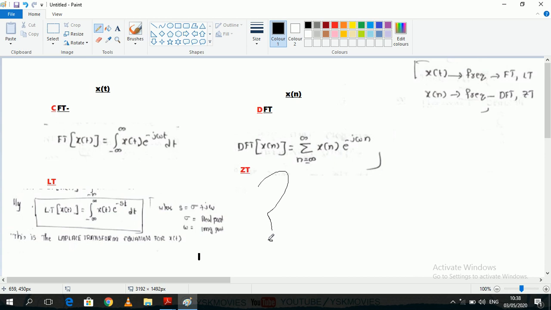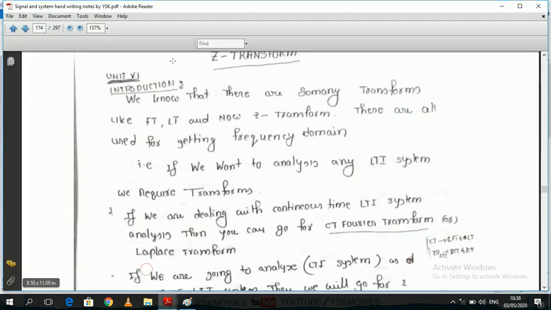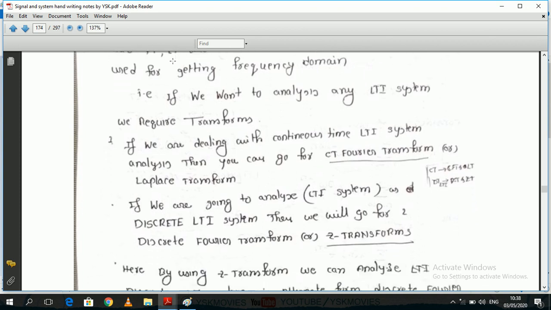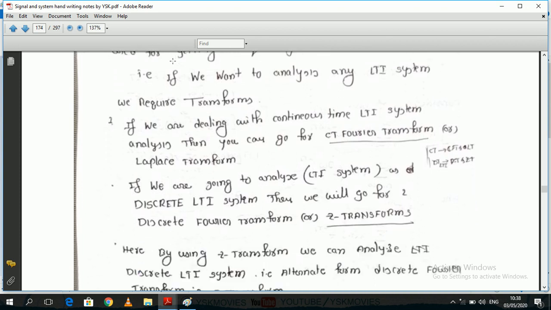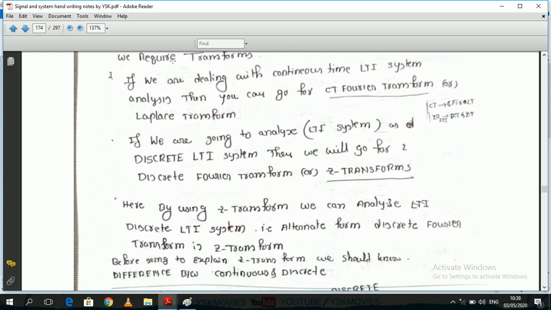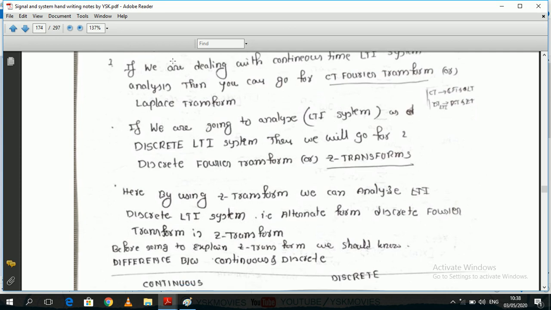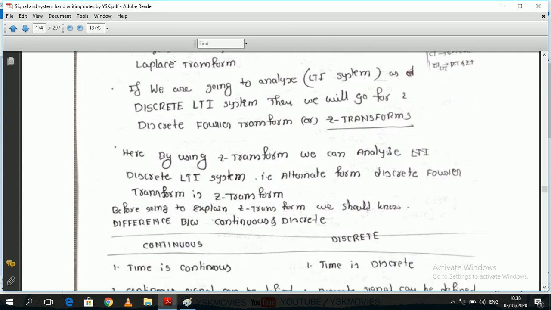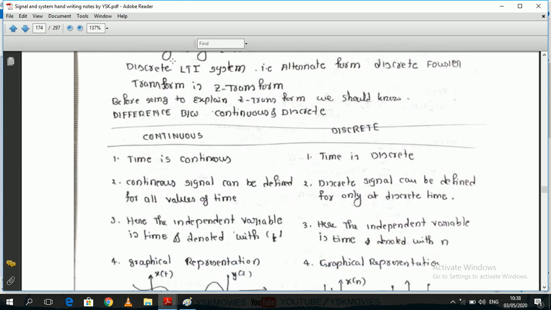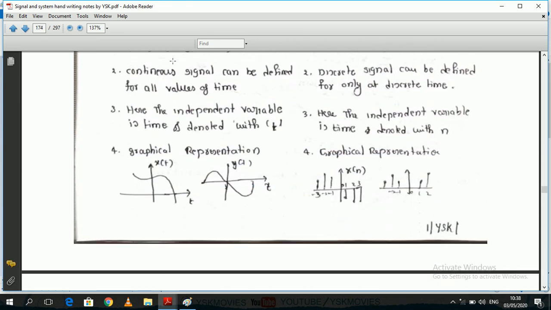So let's move on. I will explain my handwritten notes. I had already told you that if you are analyzing a continuous time LTI system, you go for the continuous Fourier transform or Laplace transform. If you are going to analyze a discrete LTI system, then we go for the discrete Fourier transform or Z transform. So what is the Z transform? This is the difference between continuous and discrete signals.